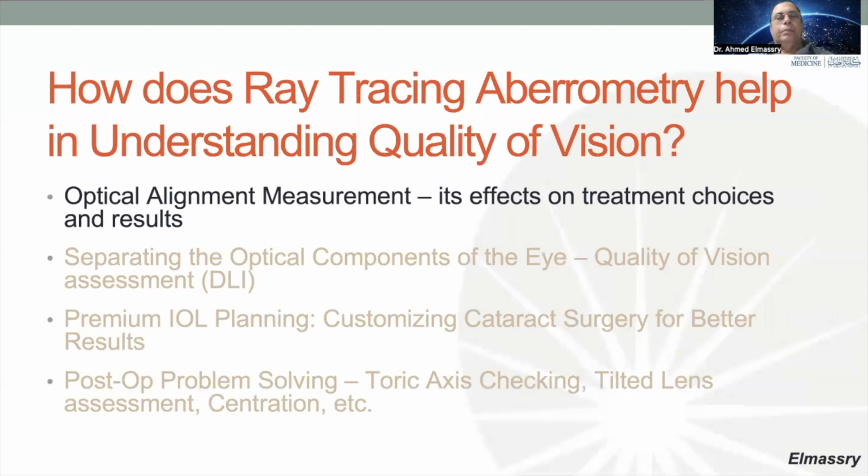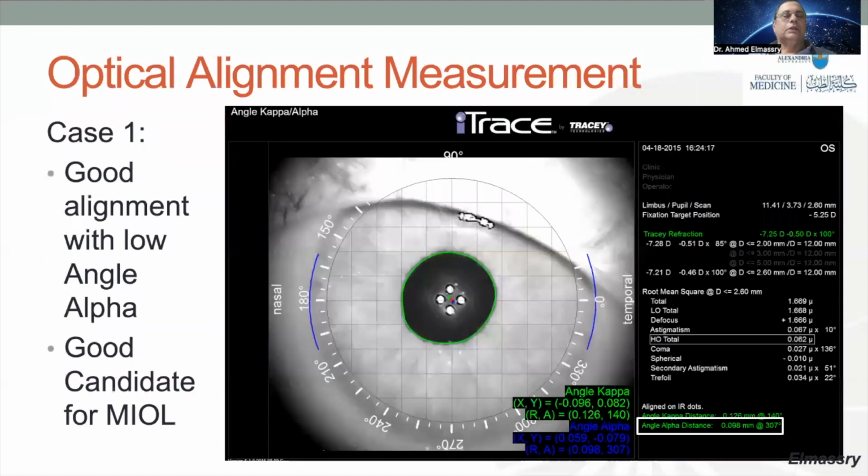So let's take every point separately to discuss together. What is the value of this ray tracing machine in the optical alignment measurement and its effects on treatment choices and results? This is the first case as a candidate, as you see the cursor here. This is a good alignment with low angle alpha and a good candidate for multifocal IOLs. As you see, the visual axis coincides with the optical axis inside the center of the pupil, which gives an angle alpha, even in green color, which is more than enough, it is okay. The higher order aberration is less than 0.062 microns, in spite of the high refraction of the patient of -7 diopters and half astigmatism.